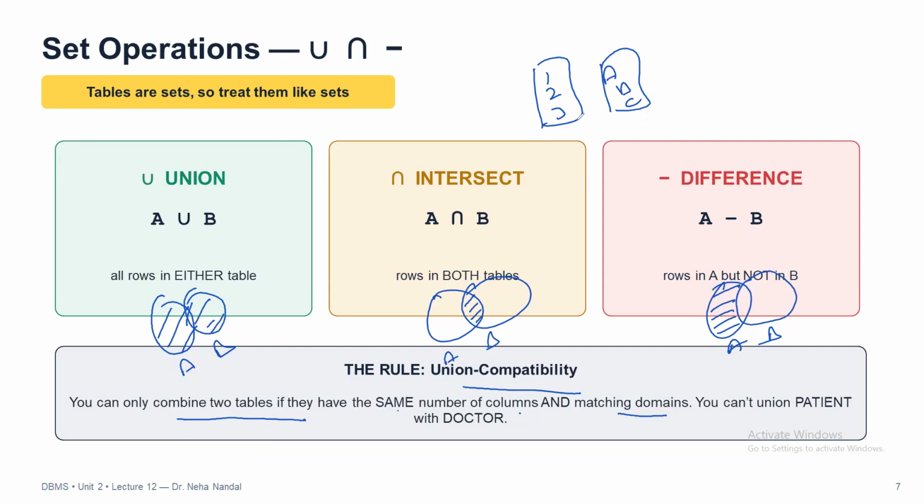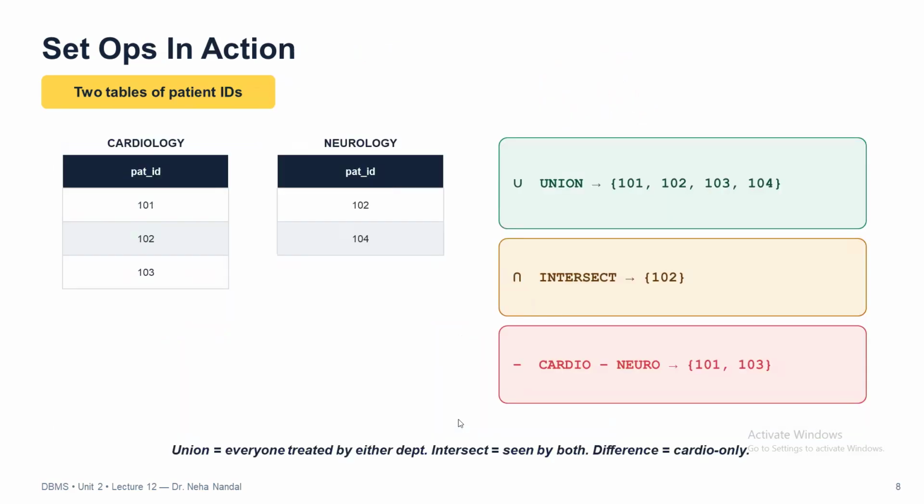And they should have the same number of columns. One column, one column, then you can go ahead. But the domain should also be the same. You can't union patient and doctor because they will have different attributes. That is the meaning. We'll see certain examples on this. Let us go further and check it out.